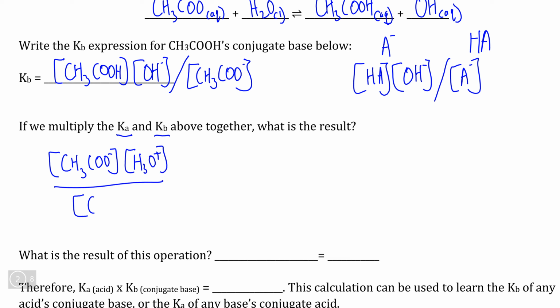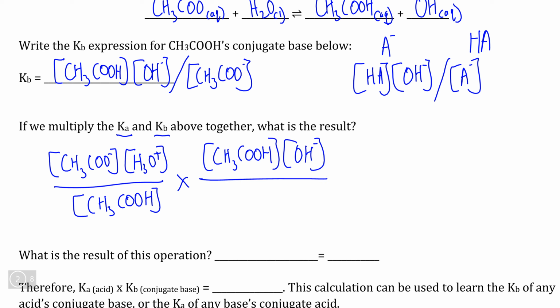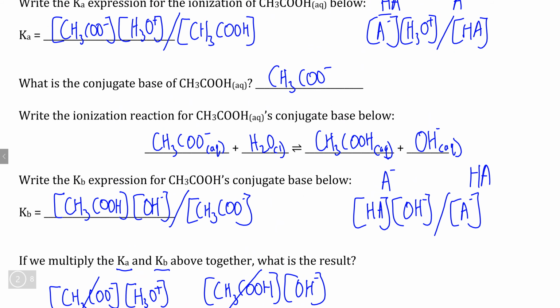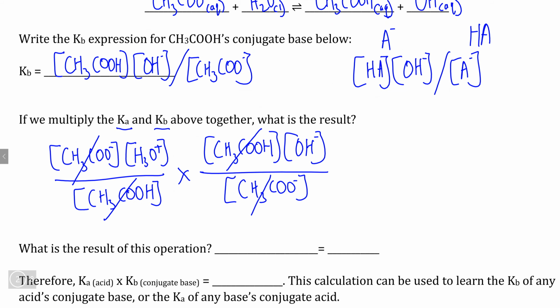H3O+, divided by the concentration of acetic acid, and if we multiply that to our Kb expression, which is concentration of acetic acid times concentration of hydroxide divided by the concentration of the conjugate base, which is acetate, we see here that the concentrations of the acid and of the conjugate base appear in both the numerator and the denominator, which means that each of them cancels each other out. And if you try this with the generalized equations here, you'll find that we get exactly the same result.